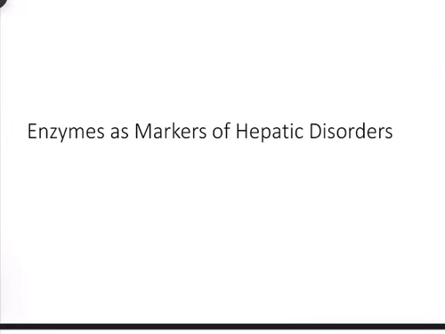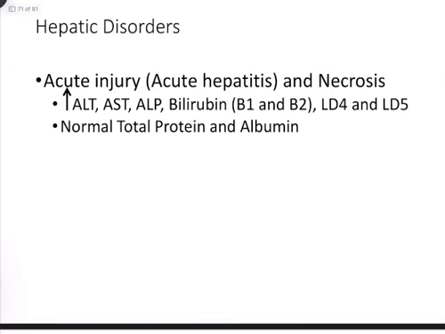Okay, we do have enzymes and markers of hepatic disorder. So for your hepatic disorder, with the correlation of acute injury or acute hepatitis and necrosis, there is an increase with regards to your ALT, AST, ALP, bilirubin, both grade 1 and 2, LD4 and LD5, normal total protein and albumin.